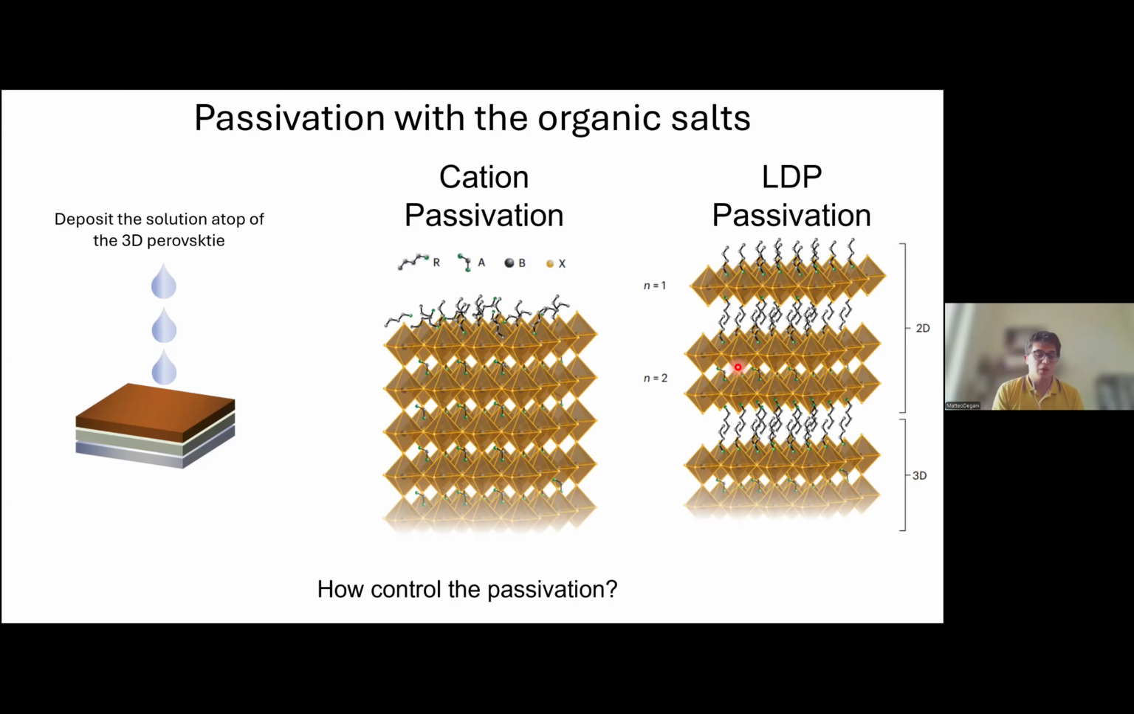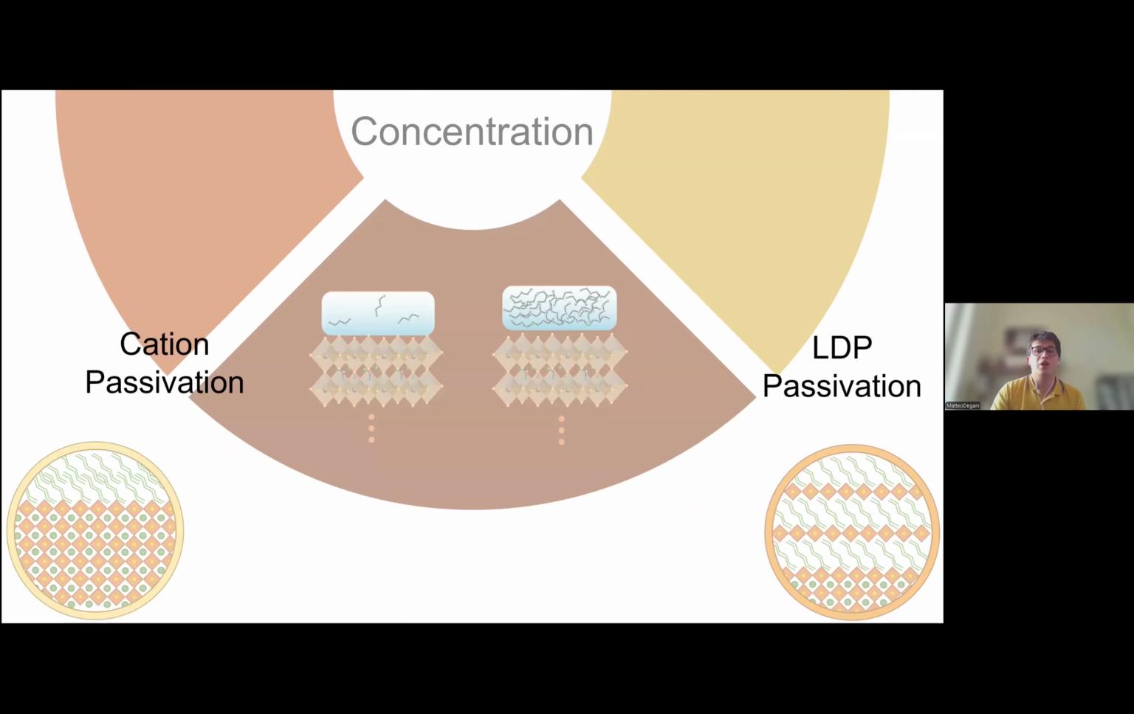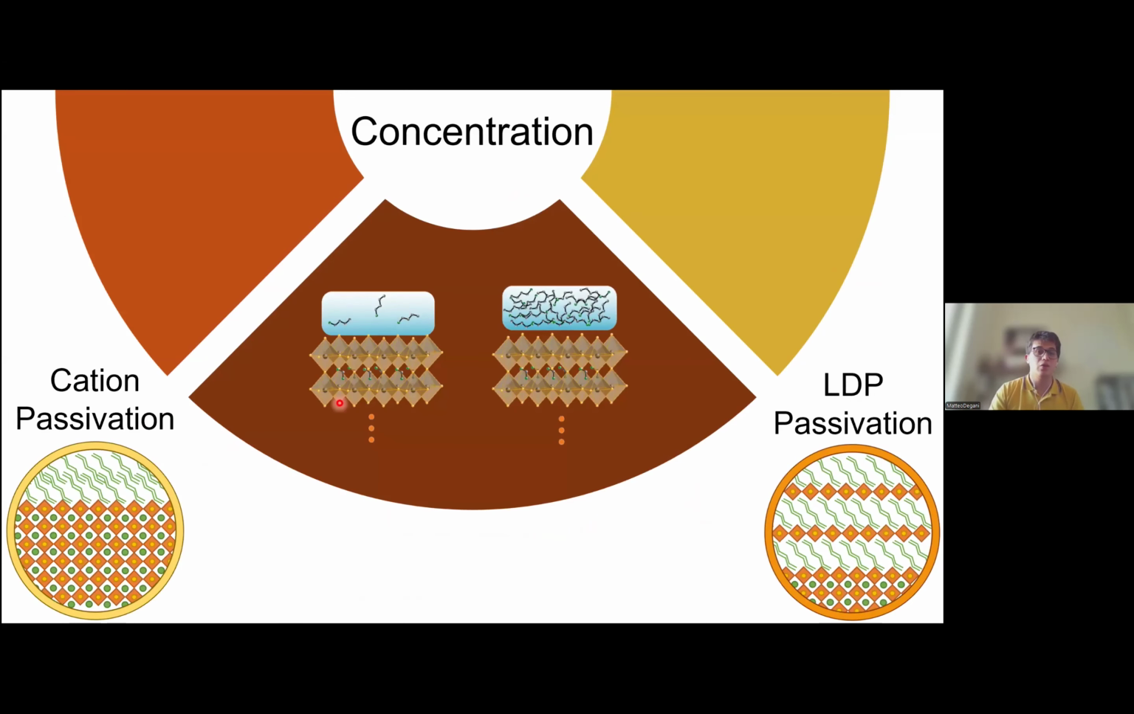But the question that may pop into your mind is how we can control the passivation. Together with the Sargent group, we focused on studying the recent scientific publications to find the factors that can determine one passivation or the other. And we found 6 factors. The first one is the concentration. With a low concentration, most likely you get a cation passivation, meanwhile with a higher one, you get the second one.